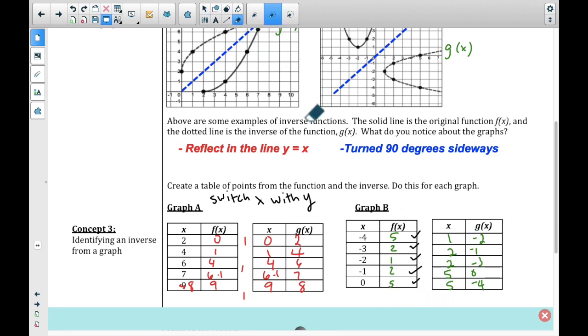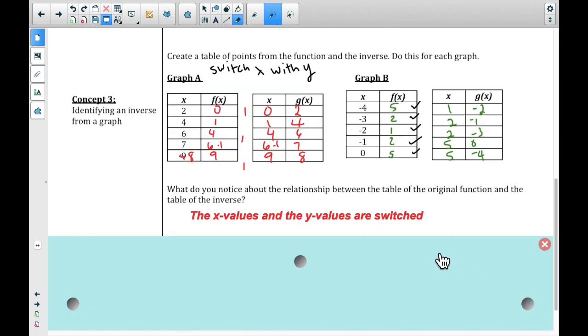Now maybe you're starting to see that there's something wrong with what's going on. Well, first of all, before we talk about what's wrong with it, let's go ahead and write that down. I know I wrote it down up here, but let's write it in the blank here. It says, what do you notice about the relationship? The x's and the y's are switched. Okay, that's what's happening here.